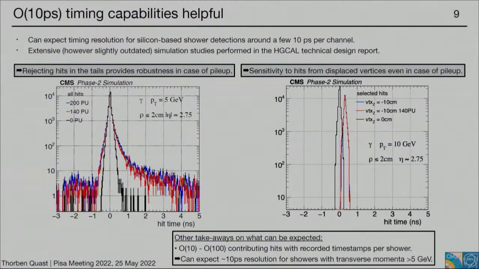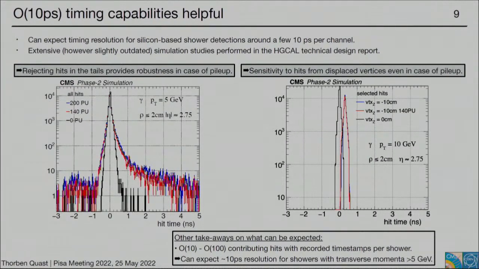At the time when HGCAL was proposed and when the technical design report was written a few years ago, these studies based on simulation were done extensively. A timing resolution of about 20, 30 picoseconds, as I said, was assumed. I do not want to quote too many of these studies because they are by now a bit outdated, because the design of the detector has changed a bit. But these two plots, in my opinion, still hold.